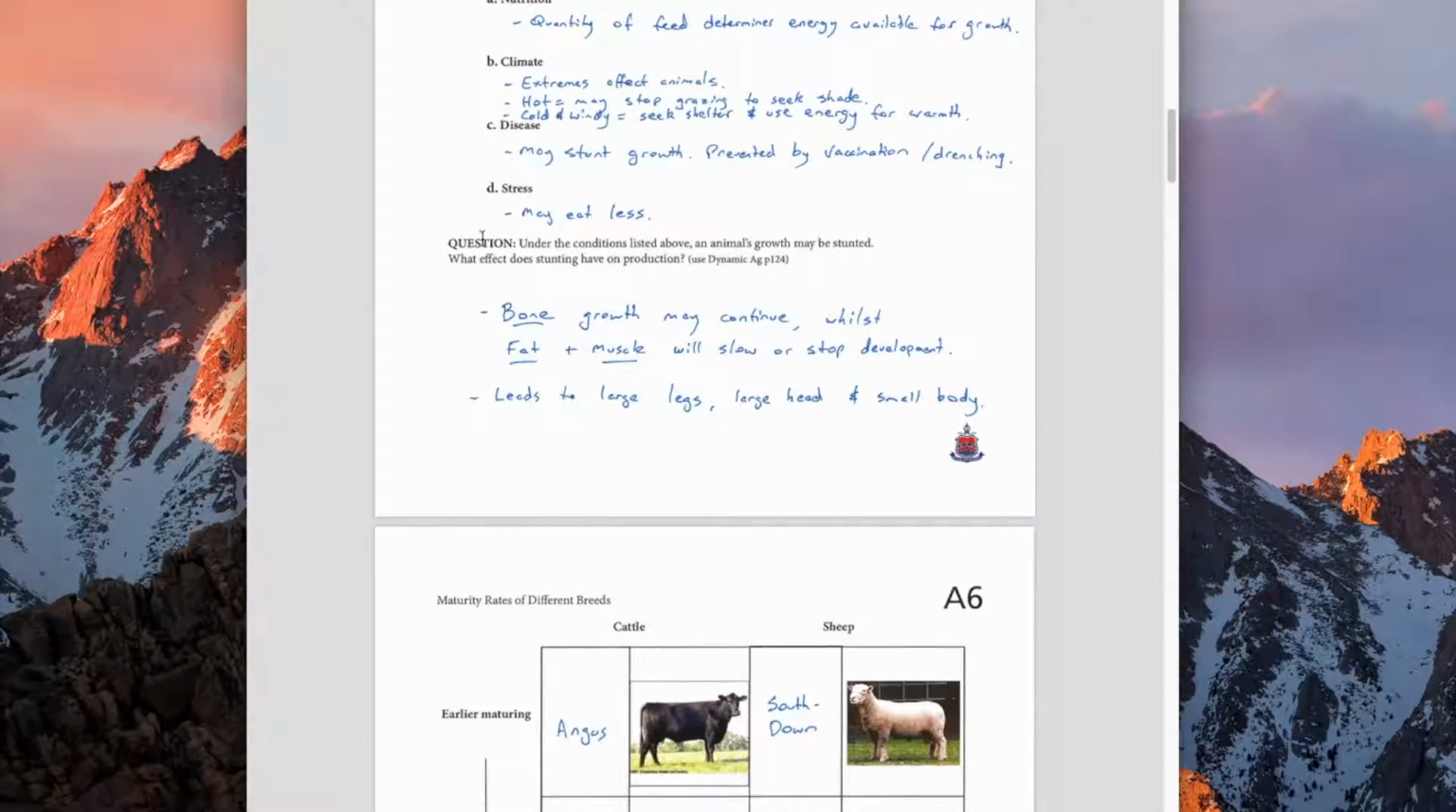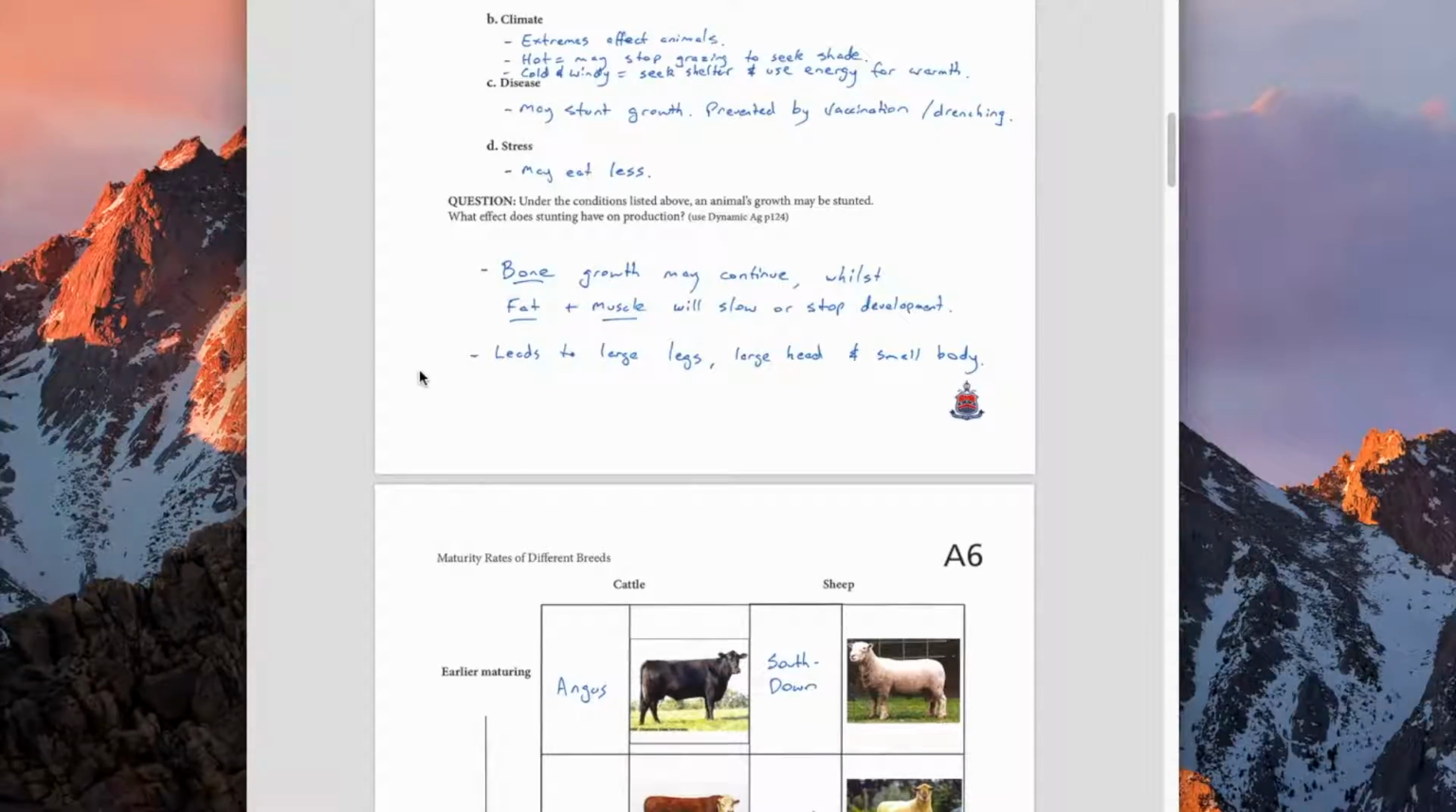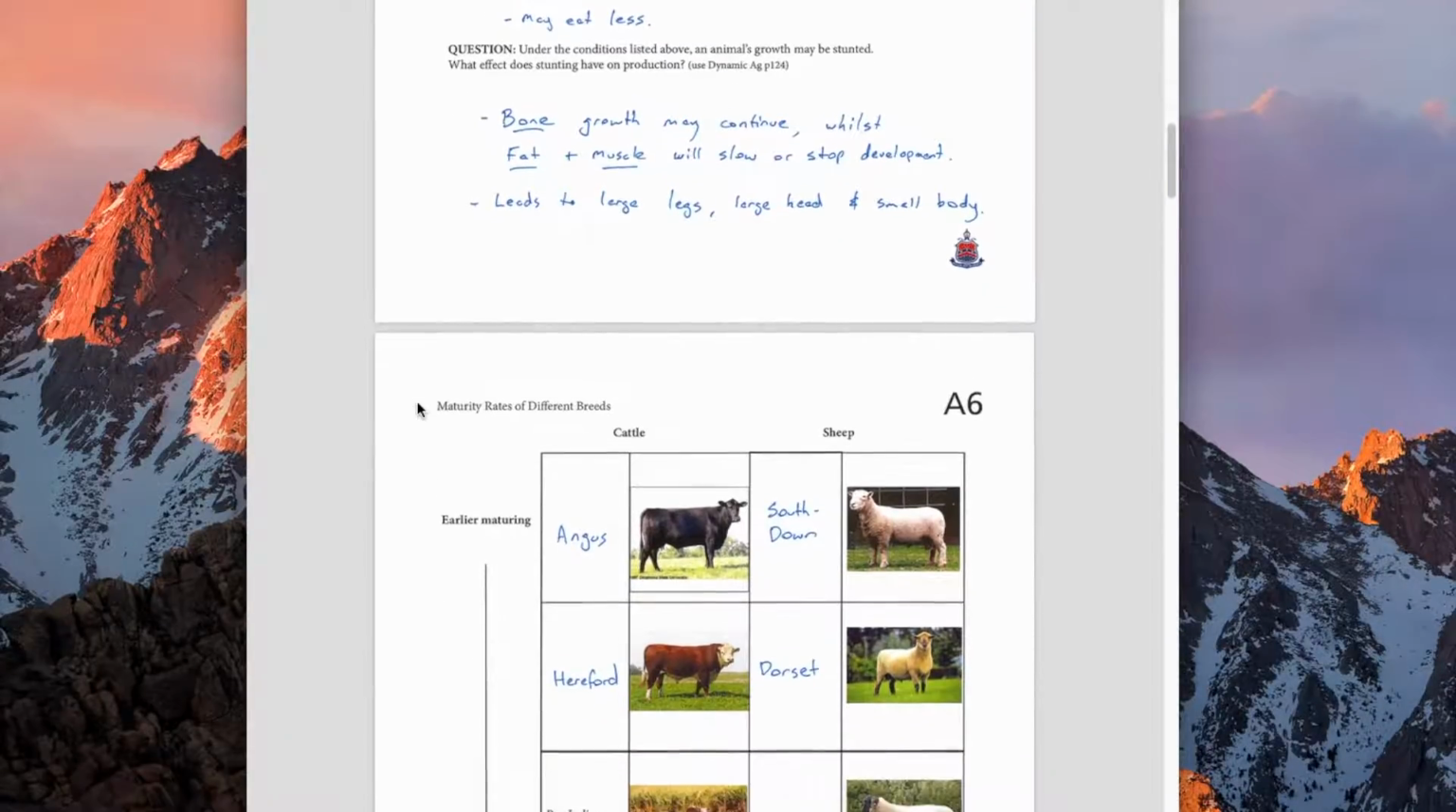So here's a question: under the conditions listed above, an animal's growth may be stunted. What effect does stunting have on production? Basically, bone growth might continue, but fat and muscle will be slower to develop, or might even stop developing because they're not necessary when an animal's putting its focus on something else or doesn't have enough energy. And this leads to large legs, a large head, and a small body.